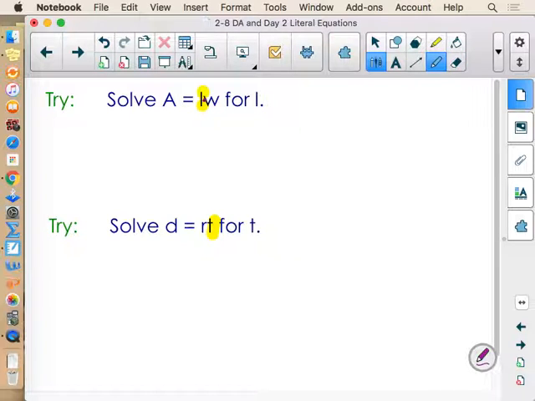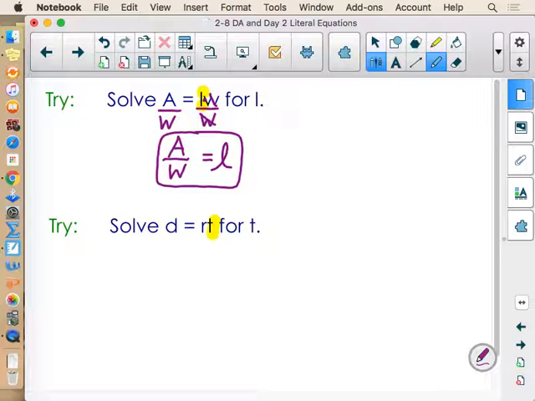So right now the only thing keeping L from being alone is a times W. So my undo operation is going to be to divide by the W. So on the side that had L, the W's cancel, so I just have length. On the side that didn't, nothing cancels. It tells me the formula would have to be changed around in order to calculate lengths instead of taking widths and areas. So that would be my answer if they said solve that one for L.